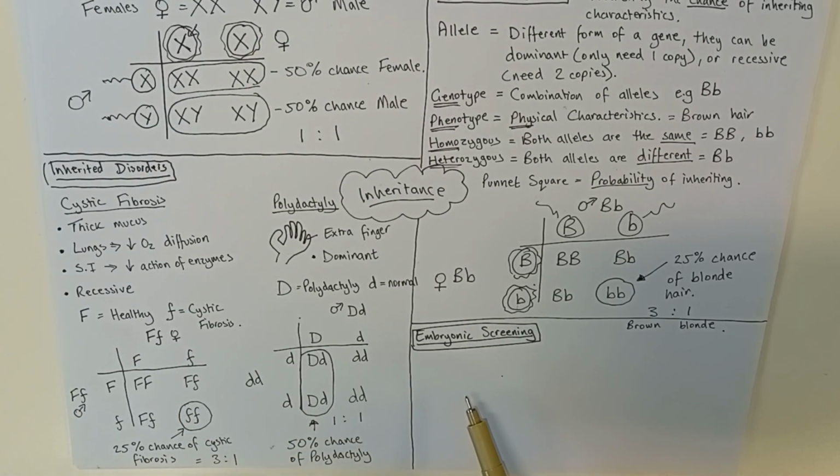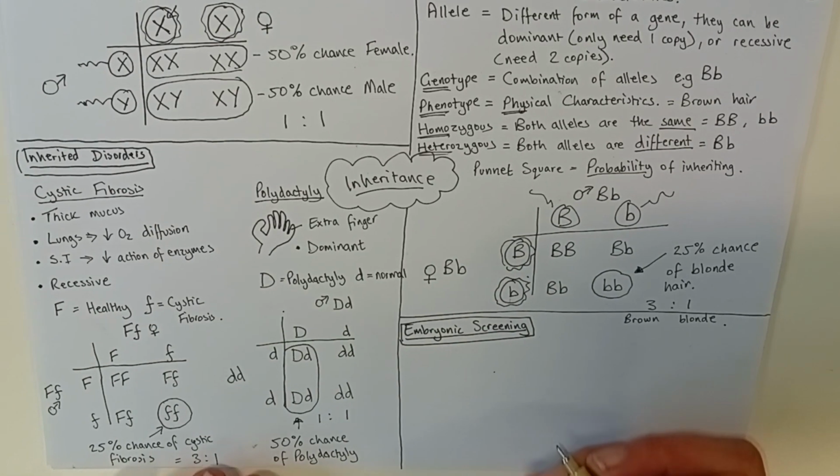The last thing we're going to think about today then is embryonic screening. And this is where you take a single cell from an embryo. Remember, an embryo is just a ball of cells, and you test it to see which alleles it has. Now, this can be done in utero, in other words, in the uterus, so a normal pregnancy, or it can be done during IVF, where an egg is being fertilized outside the body. Let's have a look at how that could work then.